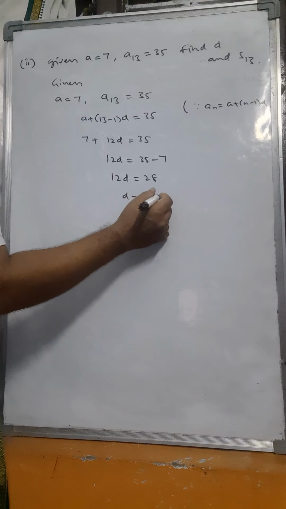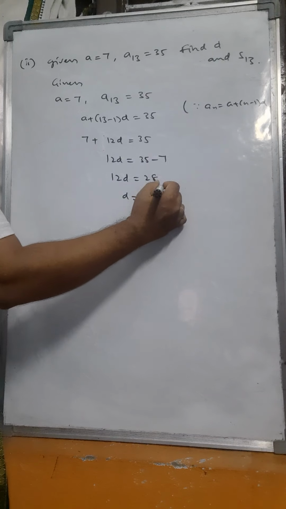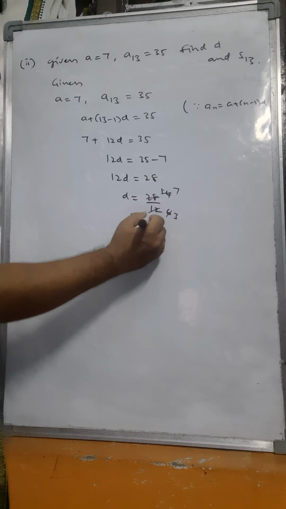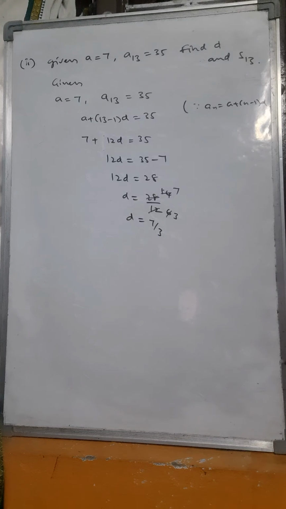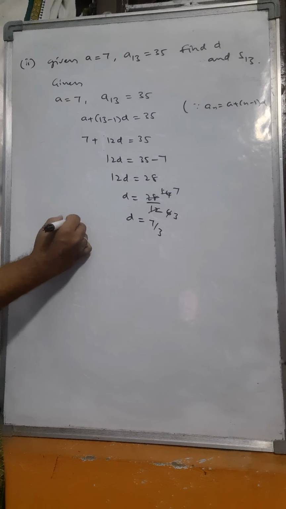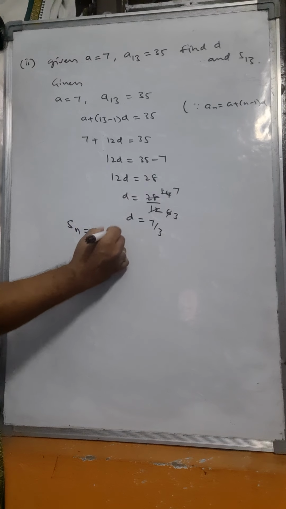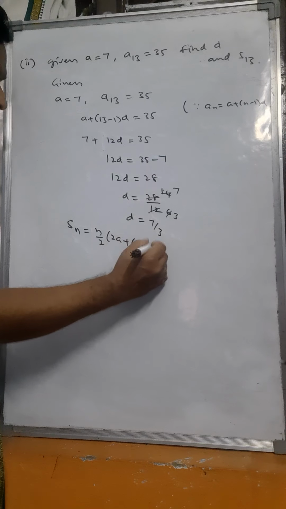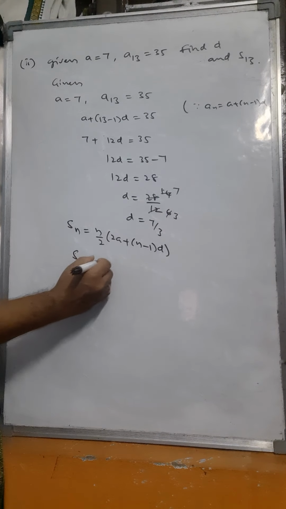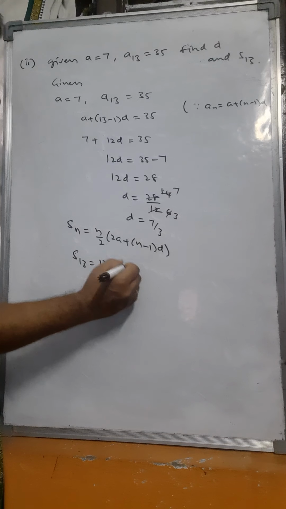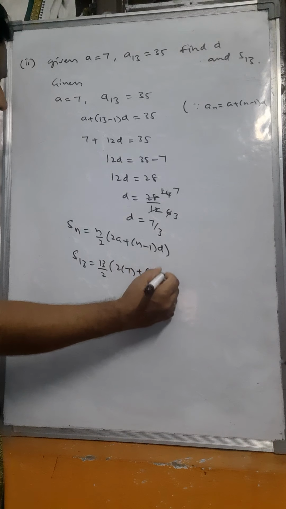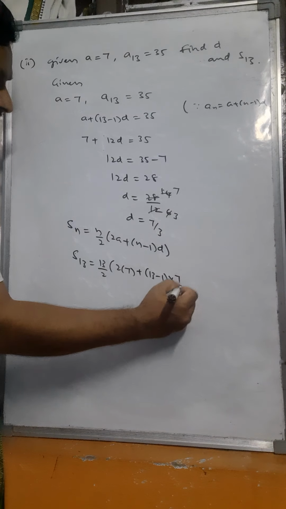So D is equal to, 2 sixes are 12, 2 fourteens are 28, 2 threes, 2 sevens. So 7 by 3. D is equal to 7 by 3. Now we have to find S13. Sn is equal to n by 2 into 2a plus n minus 1 into d. So S13 is equal to 13 by 2 into 2 into a, a means 7, plus n minus 1, 13 minus 1, into 7 by 3.